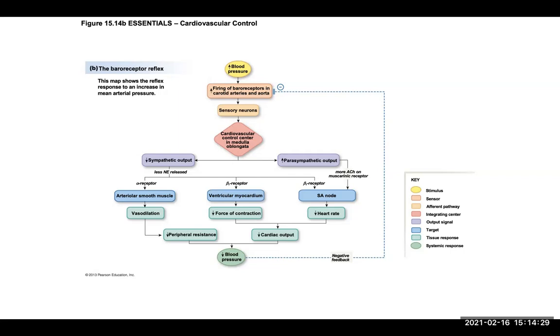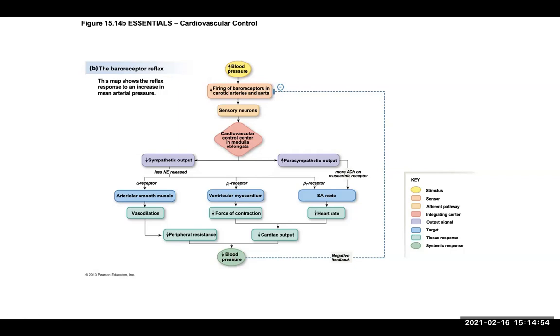Information from your baroreceptors will travel to your cardiovascular center in your medulla, which is then going to either change your cardiac output, or your arterial resistance, your peripheral resistance, or it could affect both, which in turn would have an effect on your blood pressure.